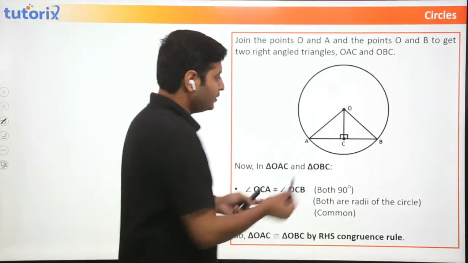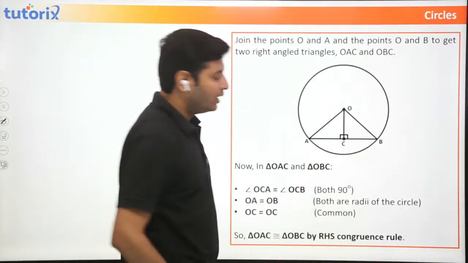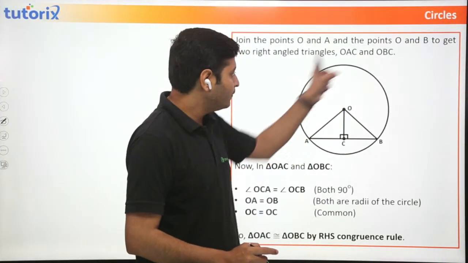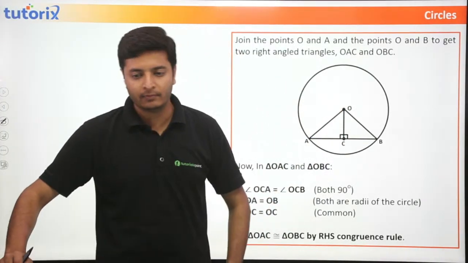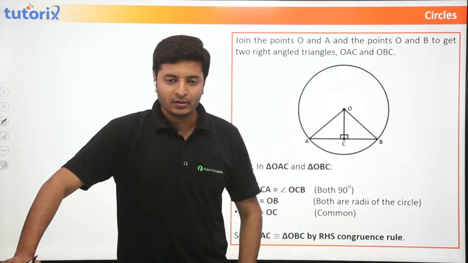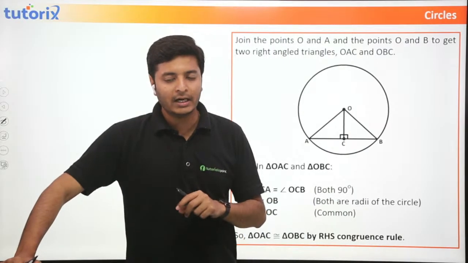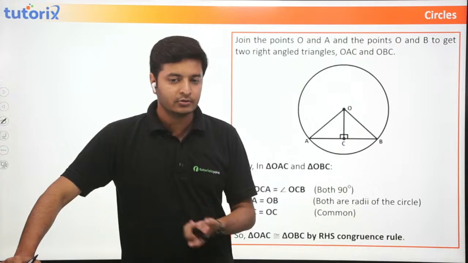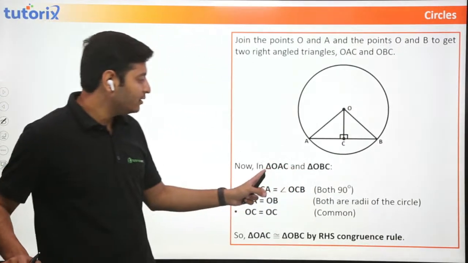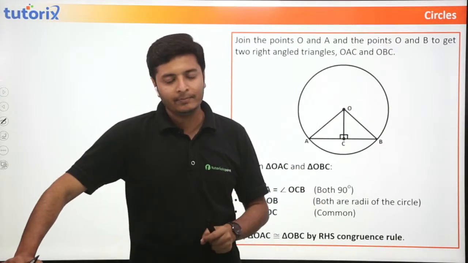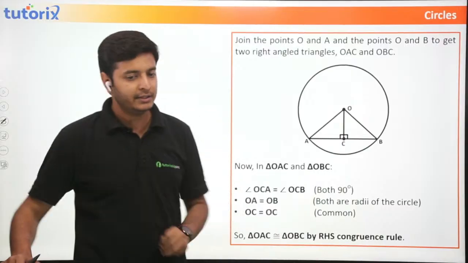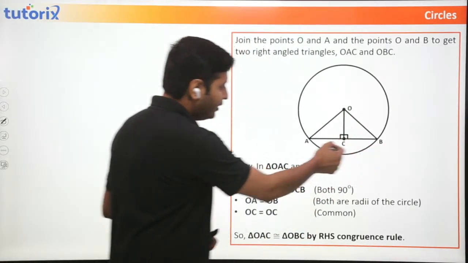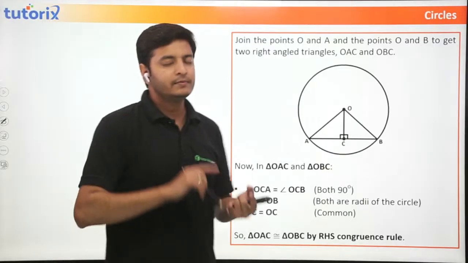So I can see that OA and OB are two line segments which are joining the center point and one of the points on the edge of the circle. So it means OA and OB both are radii. Radii of a circle are equal. So we can say that in triangles OAC and OBC, we can notice three things. First, angle OCB and angle OCA are both equal.